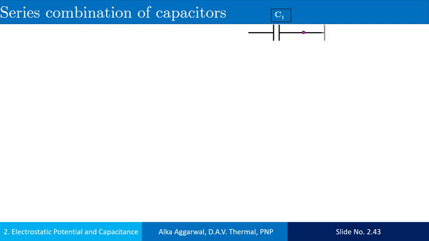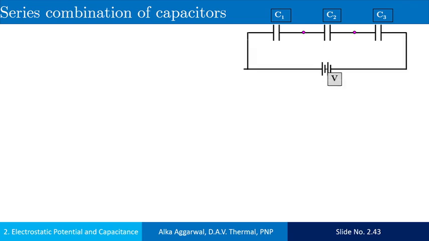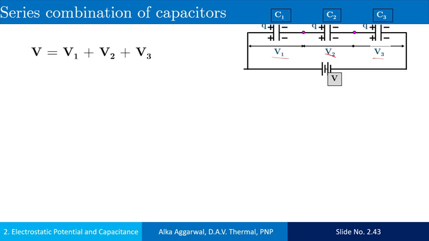There are three capacitors C1, C2 and C3 connected in series across the potential difference of V volt. Charge is same on each capacitor in series combination and potential difference is inversely proportional to capacitances. Let Q is charge on each capacitor and V1, V2 and V3 is a potential difference across the capacitor C1, C2 and C3. So V is equal to V1 plus V2 plus V3.